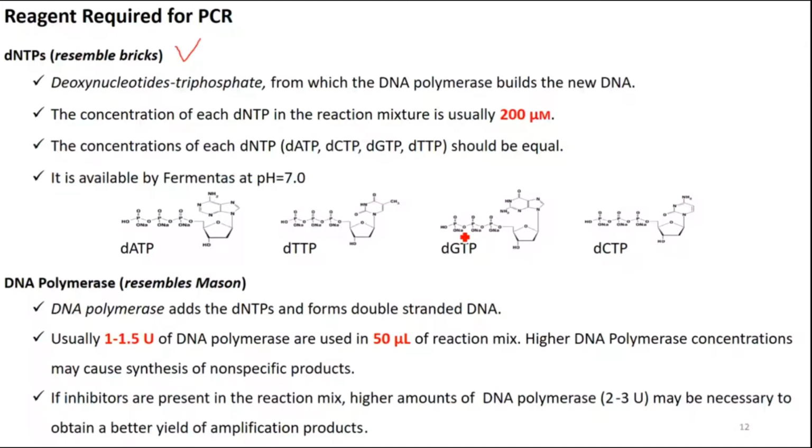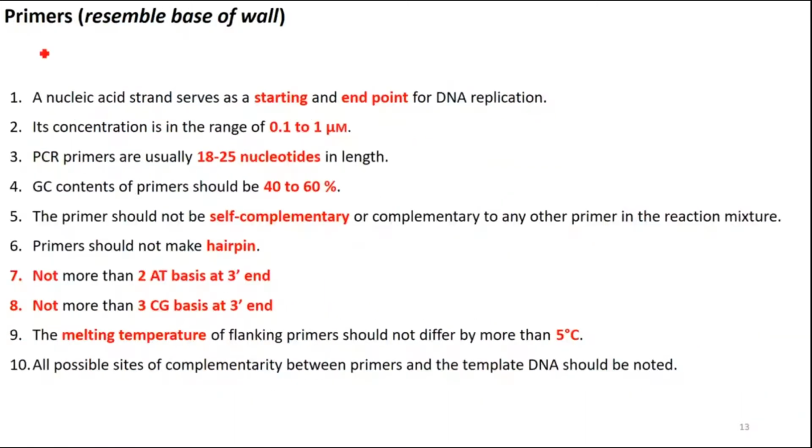The dNTPs and the DNA polymerase. Okay. So today, the target point: what are primers? Primers are actually the nucleic acid strands that provide the starting and the endpoint. They are usually added to the PCR reaction at 0.2 to 1 micromolar concentration.